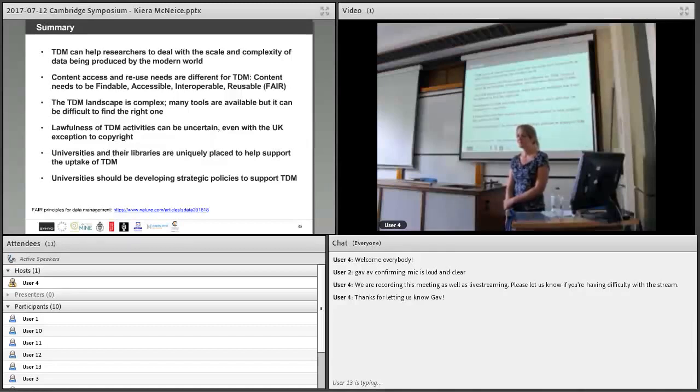I'm John McNaught from the National Centre for Text Mining at the University of Manchester. I'd just like to say that I'm a member of the OpenMinTeD project, so if you want to find out about tools, you can talk to me, and you can go to the OpenMinTeD website to see what's going on there.